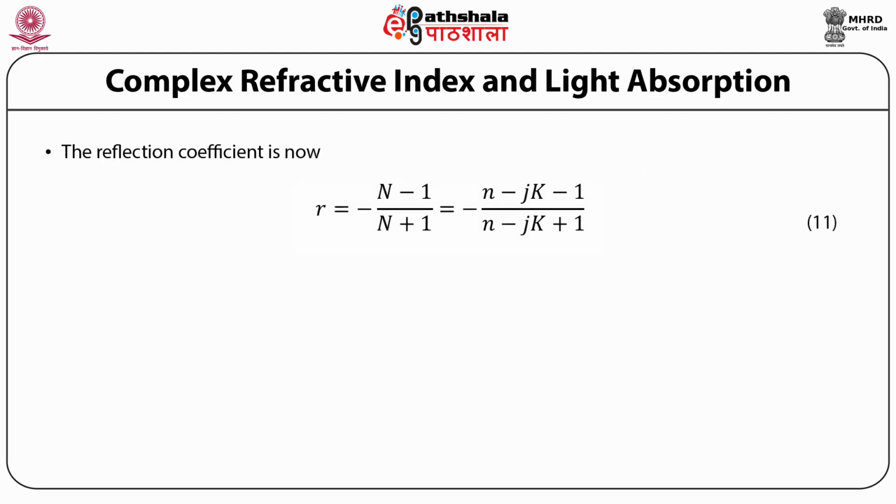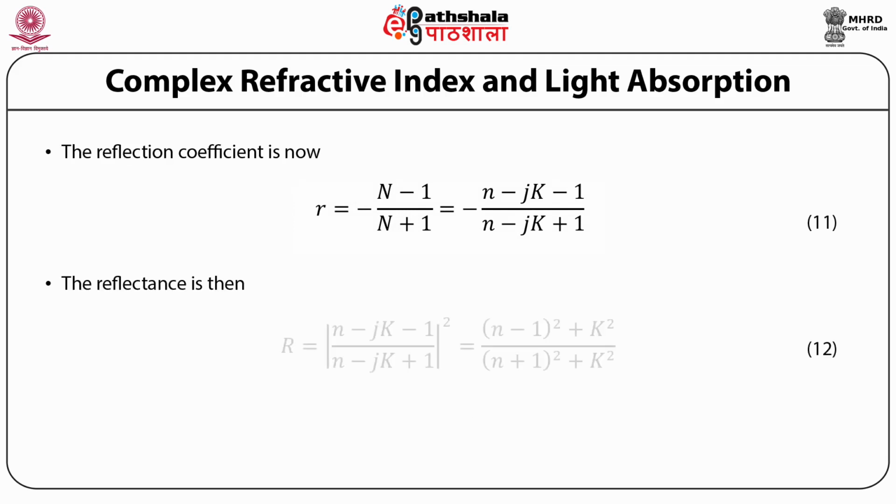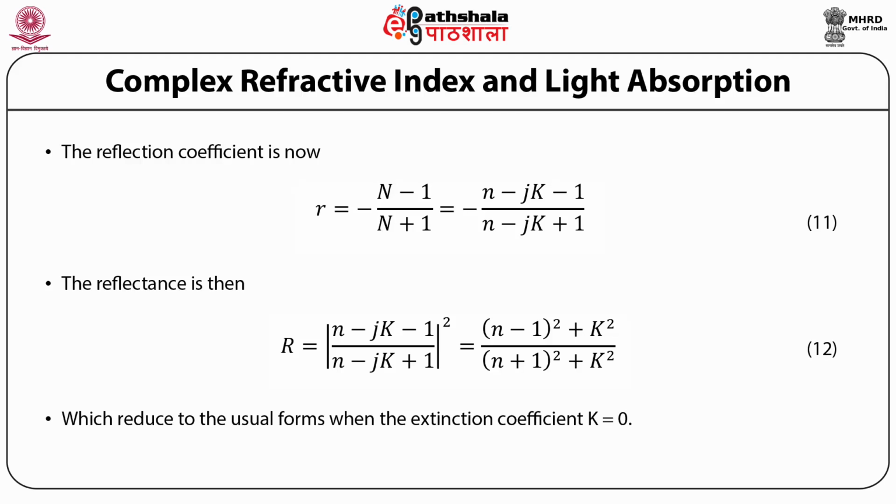The reflection coefficient is now r is equal to minus of (n minus jk minus 1) by (n minus jk plus 1). The reflectance is then R is equal to |(n minus jk minus 1) by (n minus jk plus 1)| whole square, which is equal to ((n minus 1) square plus k square) by ((n plus 1) square plus k square), which reduces to the usual form when the extinction coefficient k is equal to 0.